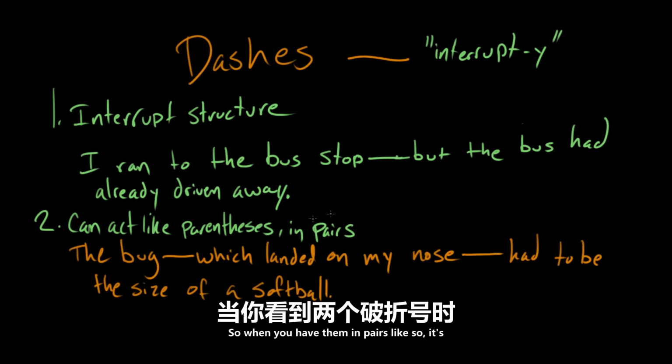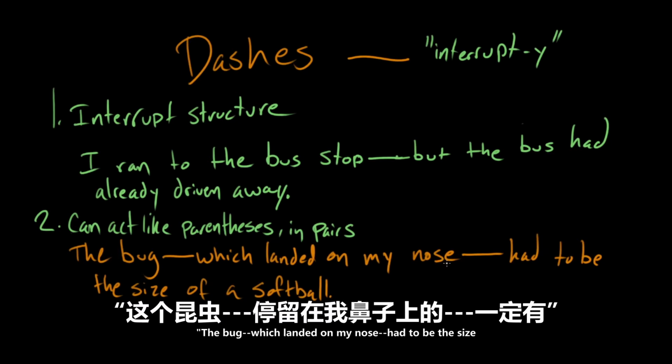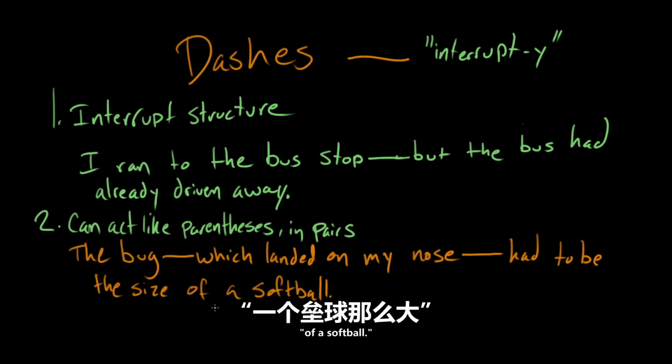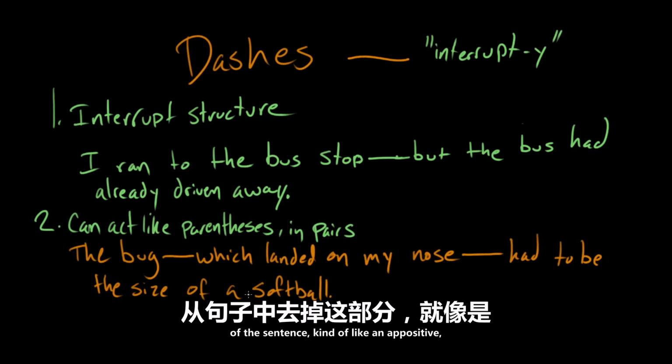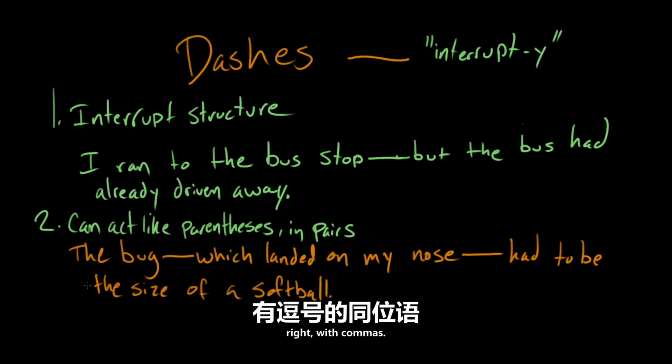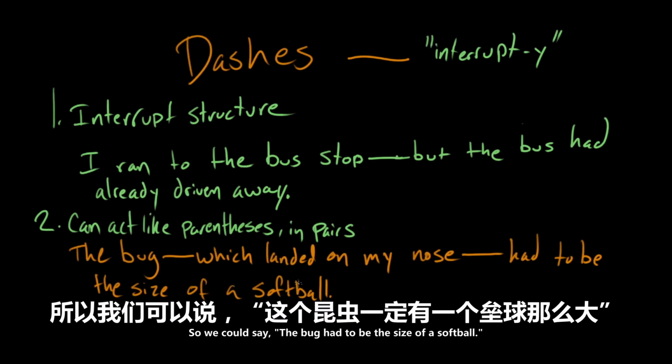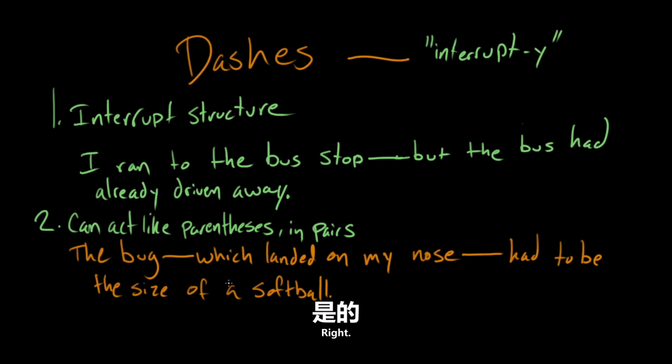So when you have them in pairs, like so, it's the bug, which landed on my nose, had to be the size of a softball. So it's kind of this aside. If we really wanted to, we could take it right out of the sentence, kind of like in an appositive, right, with commas. So we could say the bug had to be the size of a softball. Sentence still makes sense.